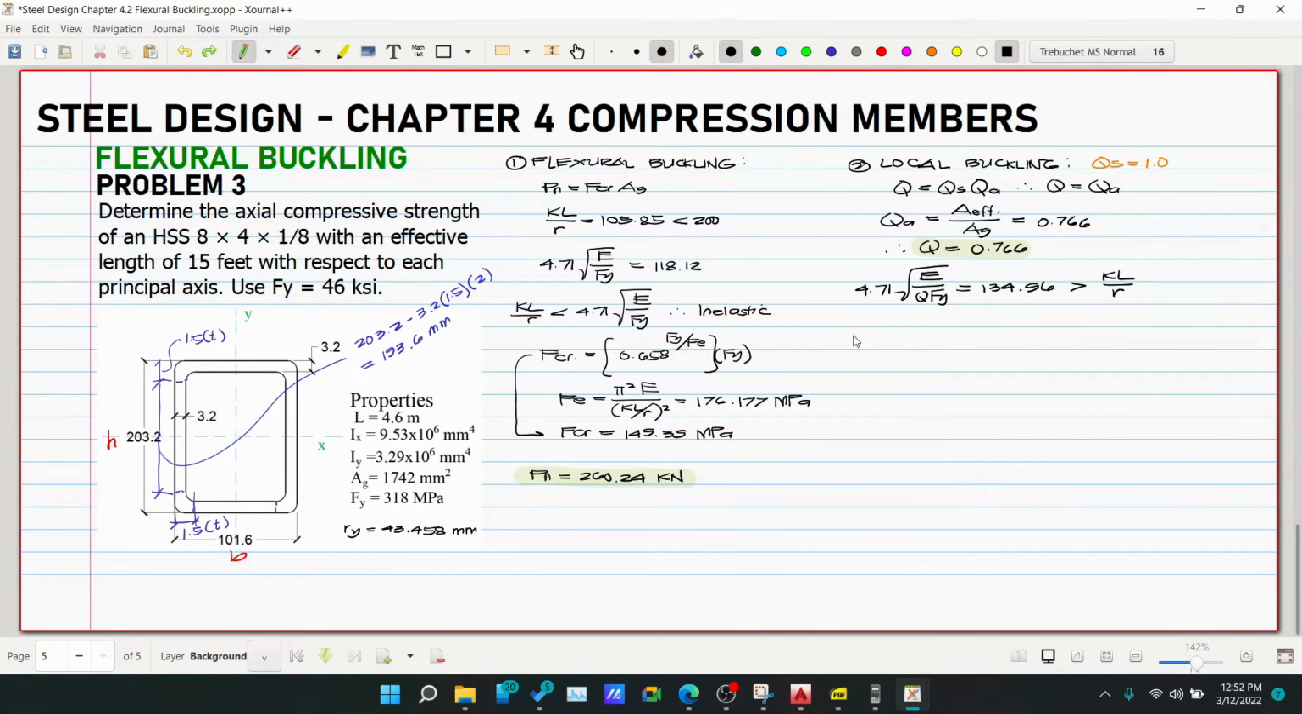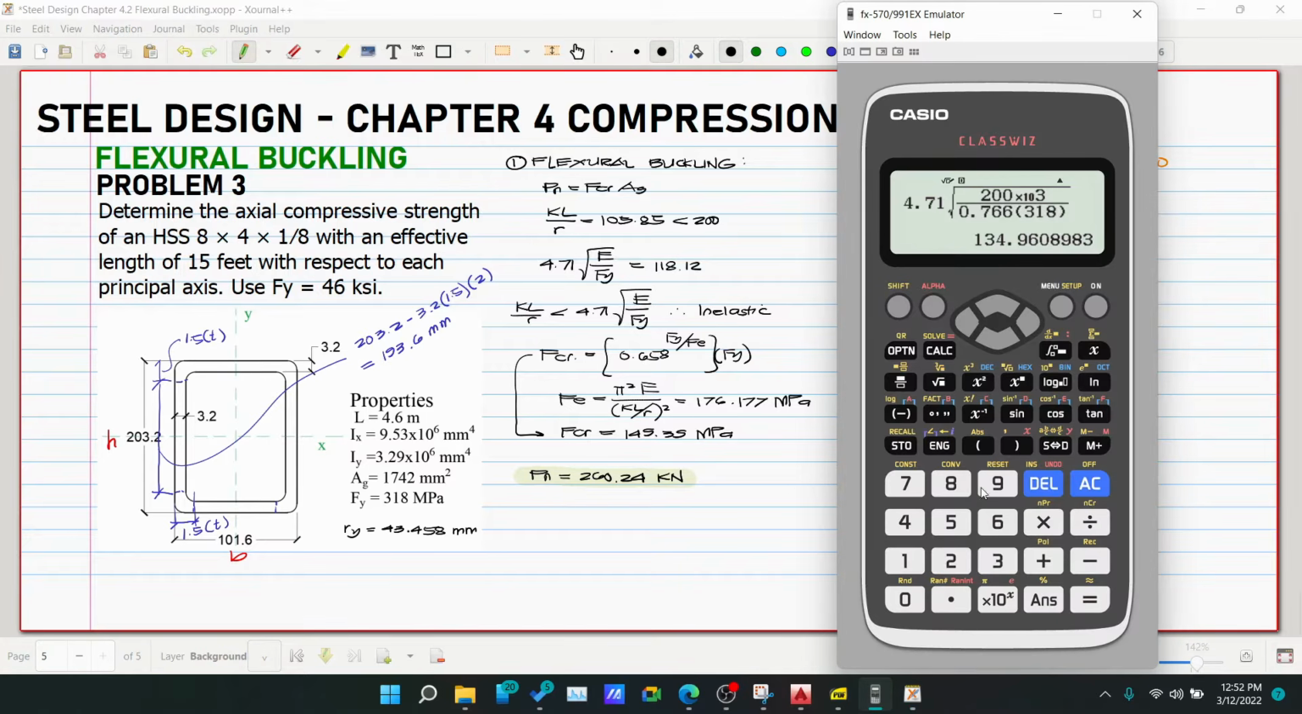Okay? So solve natin yung FCR. So FCR is equivalent to 0.658 raised to QFY over FE multiplied by QFY. So sa FE, wala naman tayong pinagbago sa FE, wala namang FY dito. So makukuha agad natin yung FCR. So FCR is 0.658 raised to Q 0.766 multiplied by FY over FE na 176.77 multiplied by Q multiplied by FY. So 136.83.